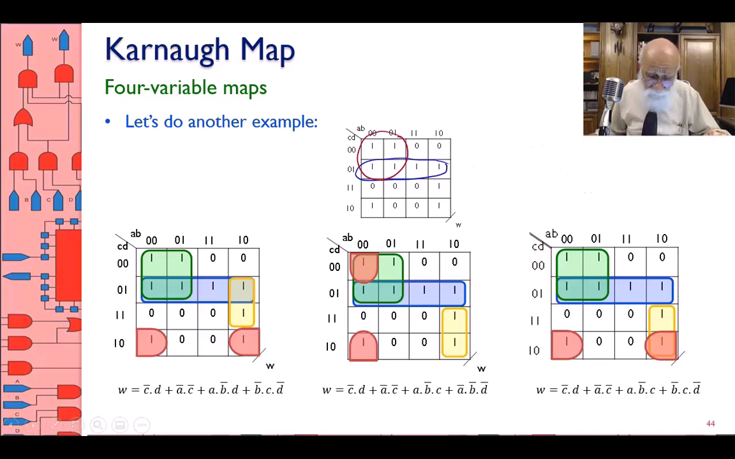Let's use some colors. Okay. Is this a prime implicant? Yes, it is, because nothing else completely covers it. So, yes, this is a prime implicant. How about this? Is this a prime implicant? Again, nothing else completely covers it, and therefore this is also a prime implicant.